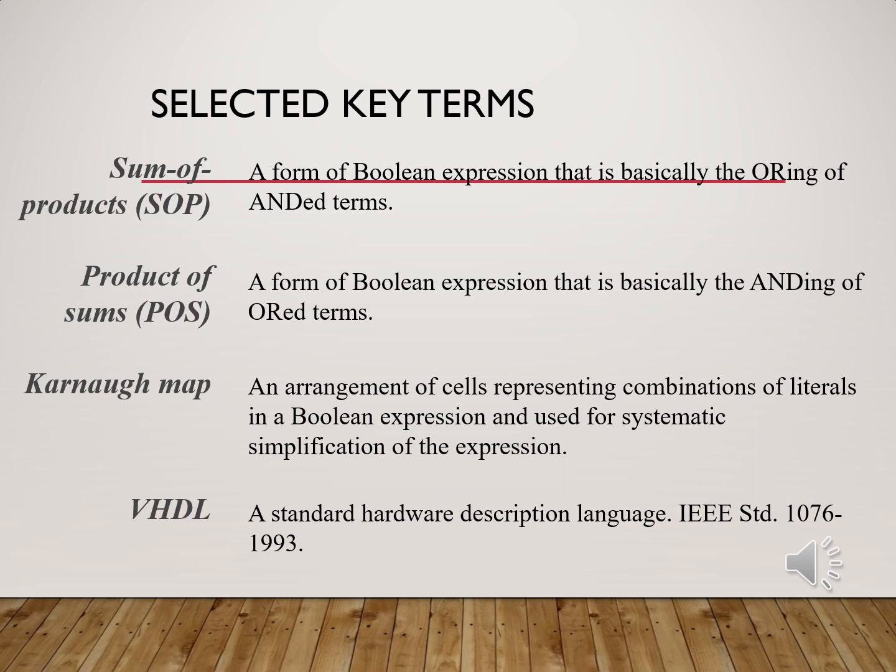K-map is an arrangement of cells representing combinations of literals in a Boolean expression and is used for systematic simplification of the given logical expressions. Okay, and you have a standard hardware description language for calculating the K-map, which is called VHDL.